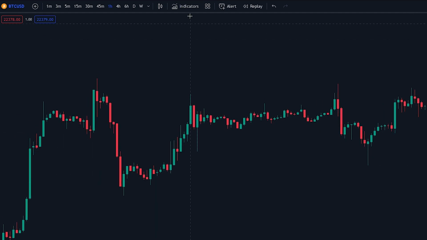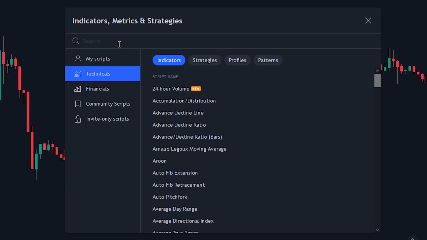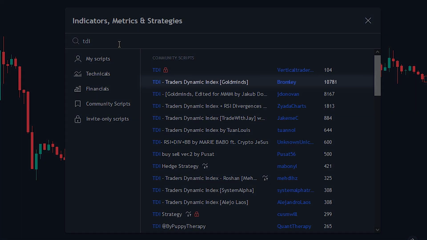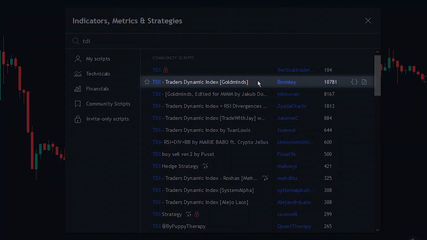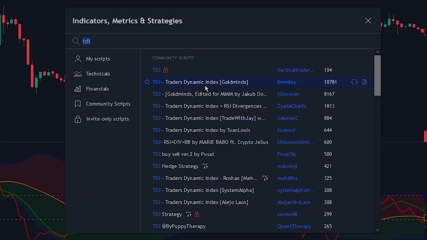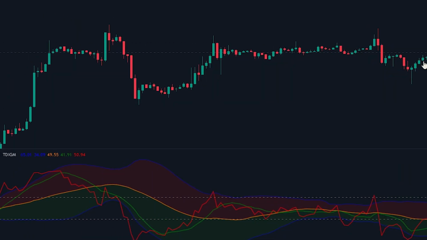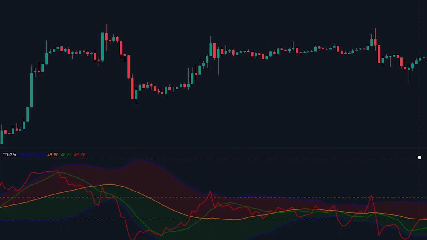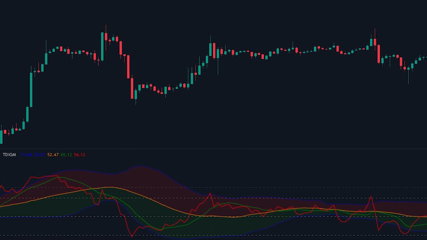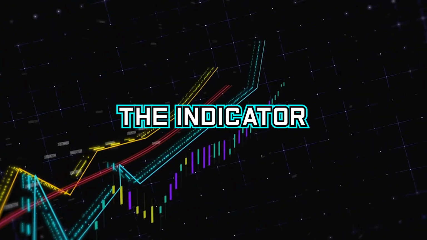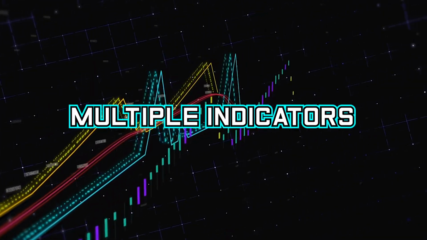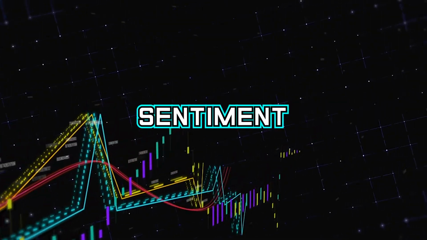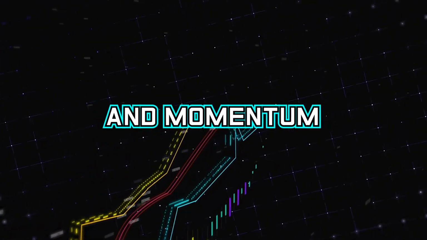Head over to the Indicator Search tab and search for the TDI indicator. Select the indicator made by Bromley and add it to the chart. This is the TDI indicator, which stands for the Traders Dynamic Index. It is an advanced indicator, however, the principles of the indicator are actually quite simple. The indicator displays and combines multiple indicators, allowing you to read the market sentiment, volatility, and momentum at the same time.